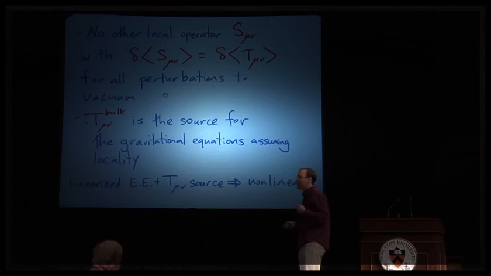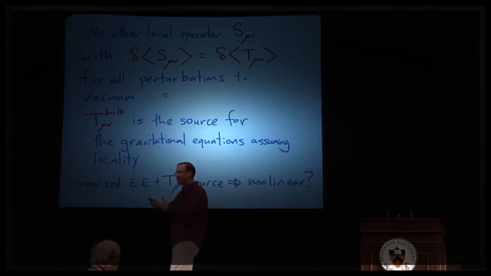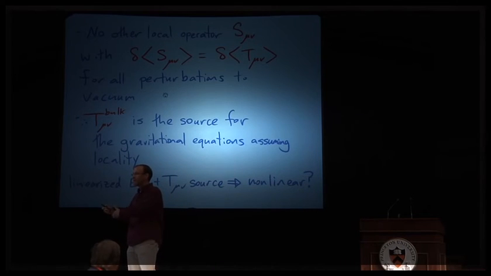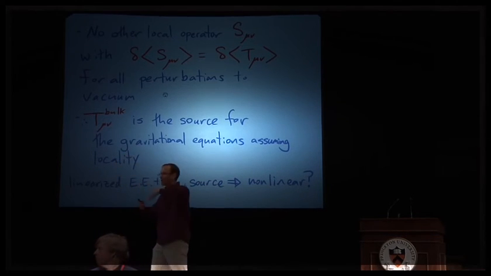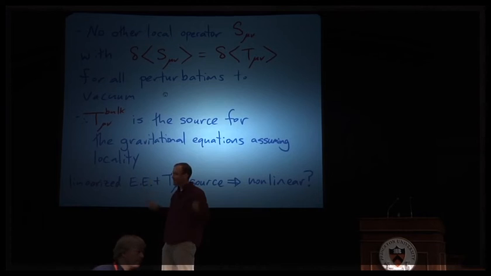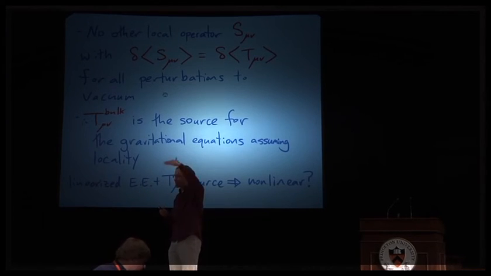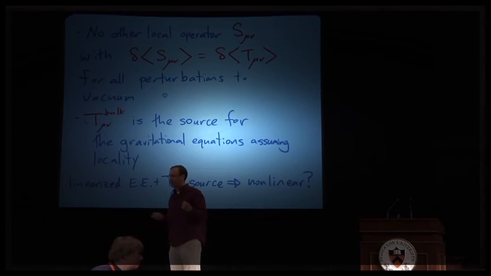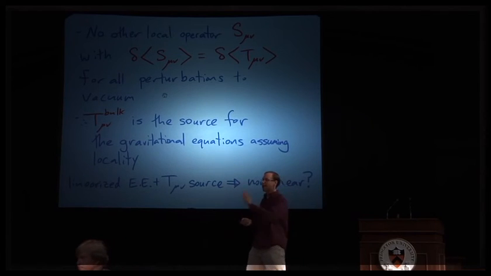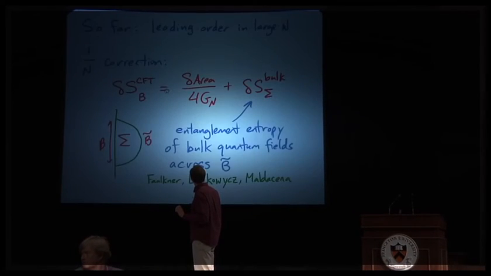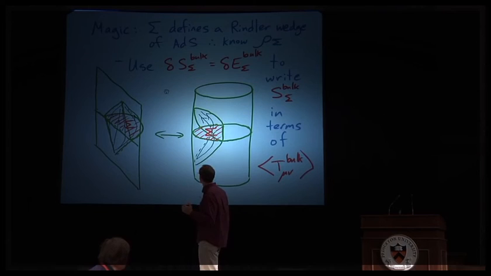And then various people in the past, perhaps not in the AdS context, have argued that if you have linearized gravity and the stress tensor is the source, the only consistent way to have a consistent theory out of all that is to end up with some full nonlinear theory like Einstein's equations. That involved an additional assumption, which was locality.